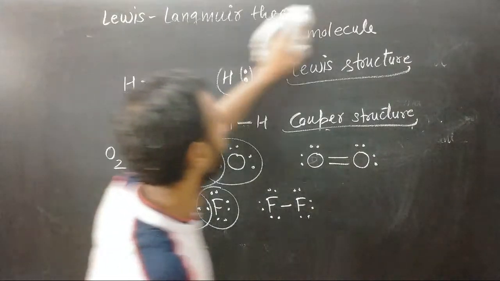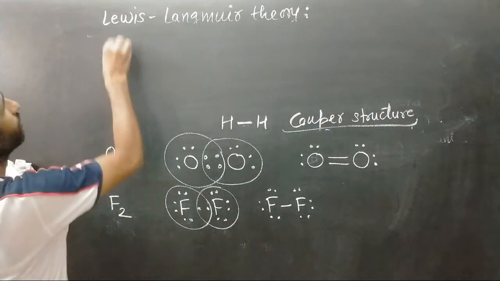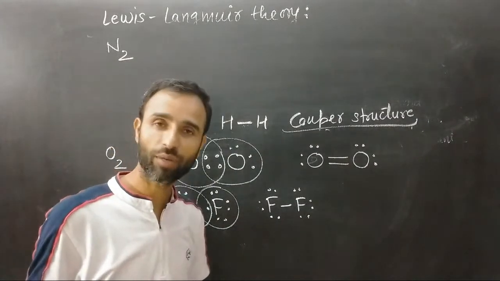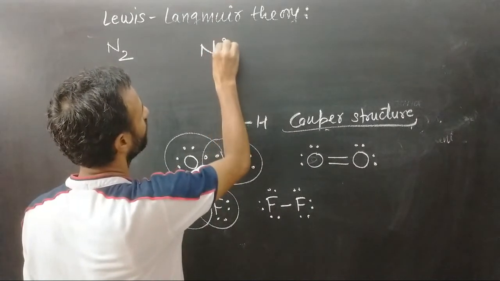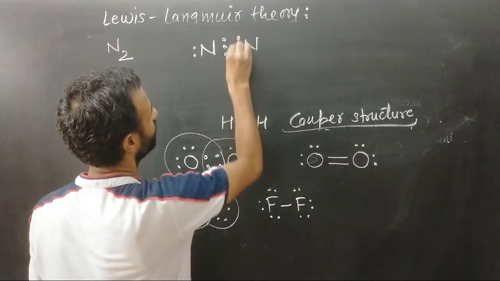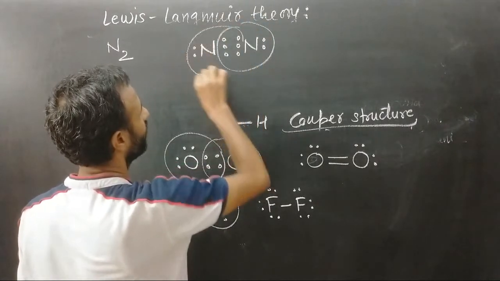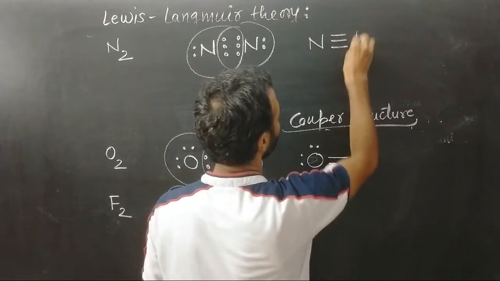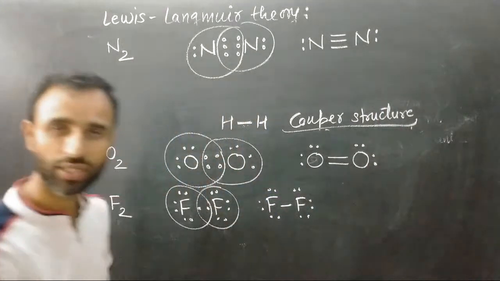What about nitrogen? N2. Nitrogen has atomic number 7. So nitrogen shares 3 electrons because it is 2, 5. So when it shares 3 electrons, each nitrogen acquires noble gas configuration, and it is like this.